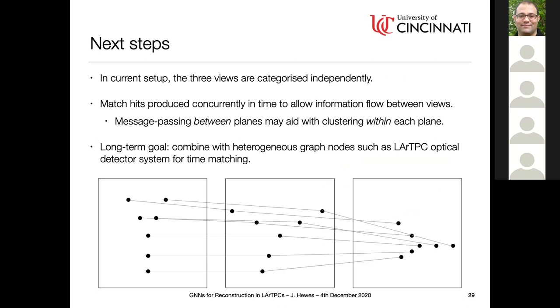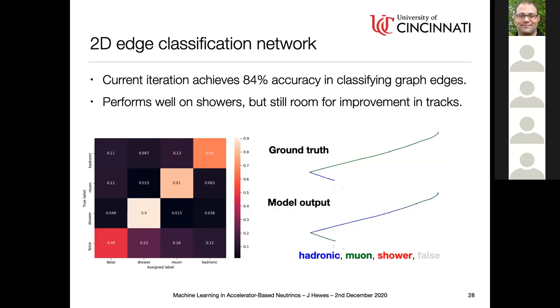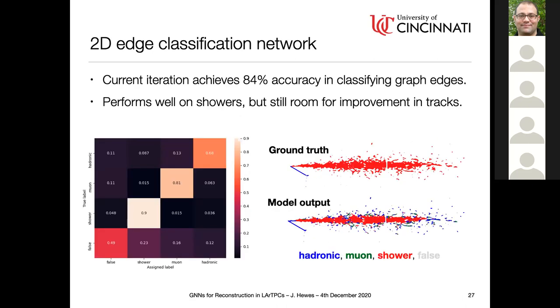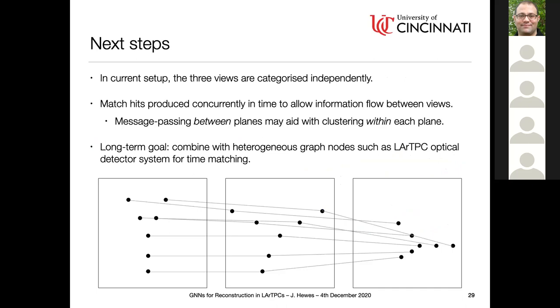I'm running low on time, so let me very quickly talk about some things we're working on now. Currently, when we do these categorizations, you can see we're basically feeding in each view completely independently. We're not giving the model any way to leverage information from the multiple views. It can't take context from one view and use that to help it figure out what's going on in another view. And one thing we're thinking about is if you could also message pass across hits that occurred concurrently in time across multiple planes, it's possible that may help the network to figure out what's going on within each plane.